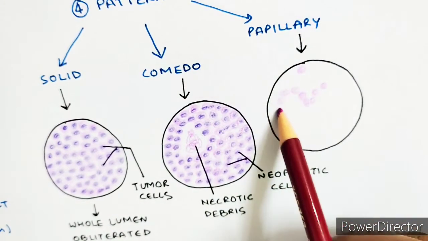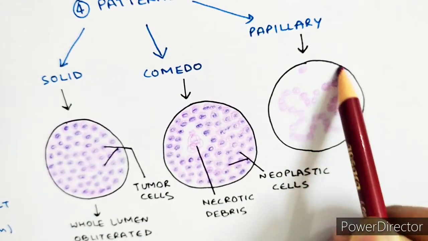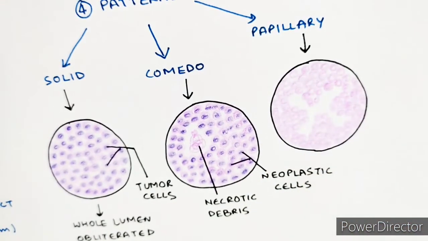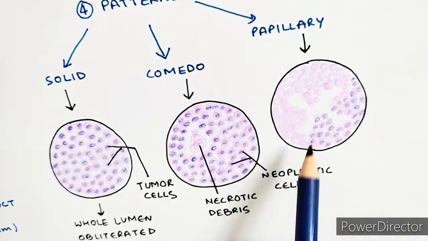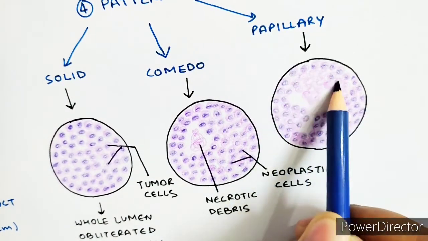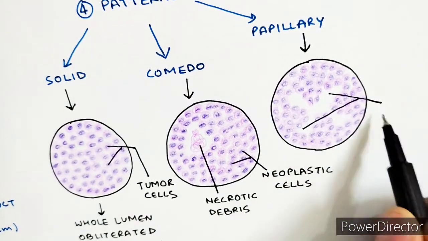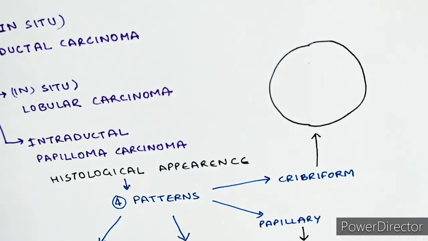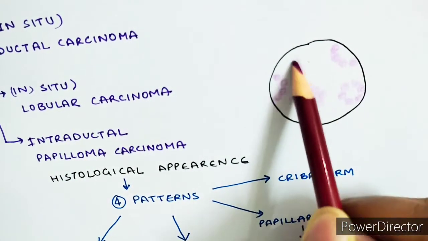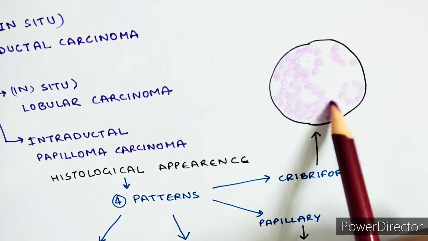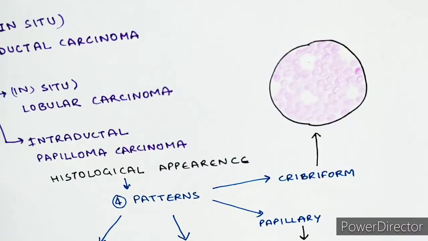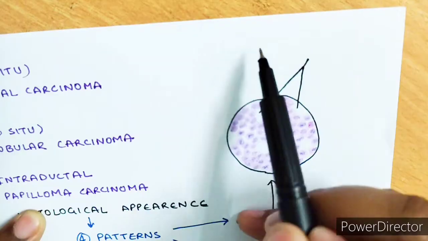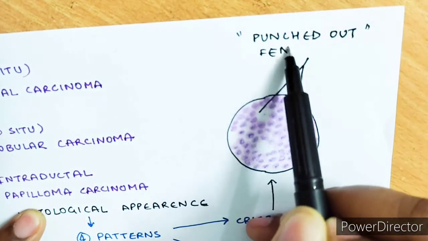Third pattern, papillary. In this pattern, we see papillary projections in the lumen. The rest of the area is filled with tumor cells. In the fourth pattern, cribriform, we see punched out fenestration in the lumen, and the rest of the area is filled with tumor cells. Like this.